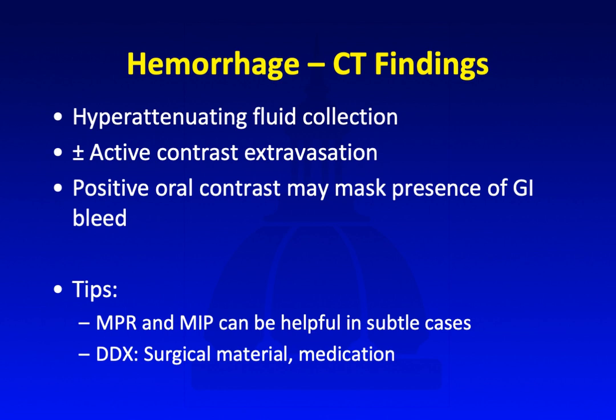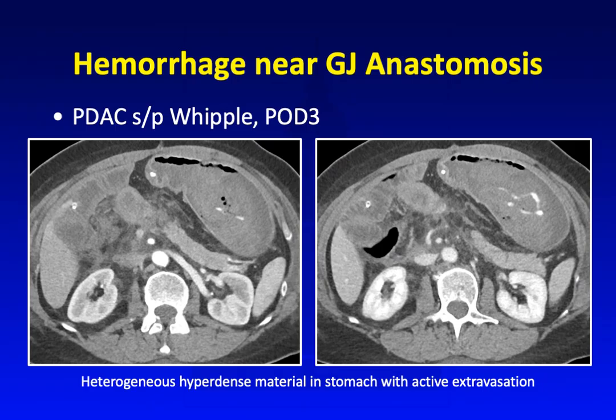Not everything that's hyperdense is due to hemorrhage, and some other materials such as surgical material or medication can also be hyperdense. This is a patient who had a Whipple on post-op day 3. Even when you look at this case, you can see that there's a lot of very heterogeneous material throughout the stomach. When you compare the arterial versus the venous phase images, you see this blush of contrast that increases from the arterial to the venous phase, consistent with active contrast extravasation.